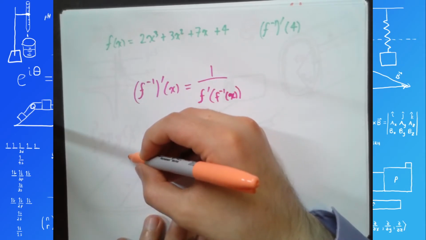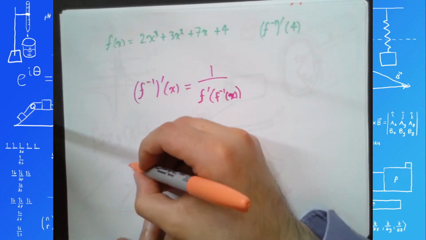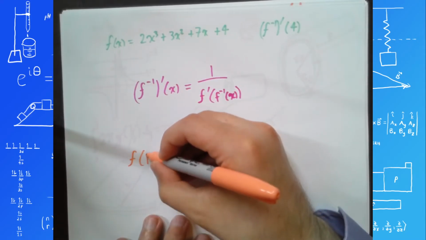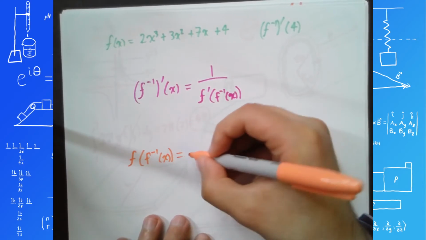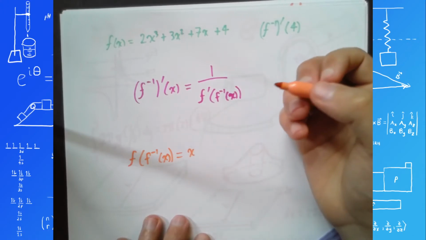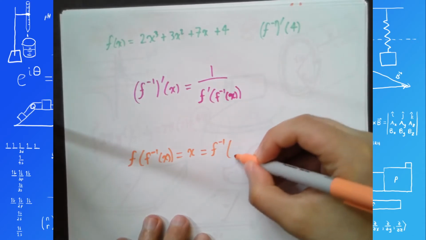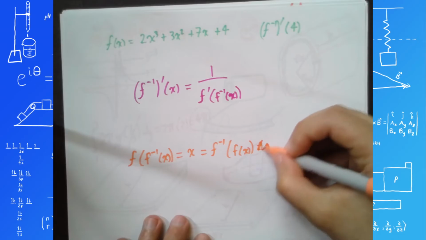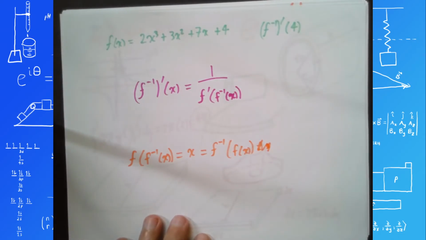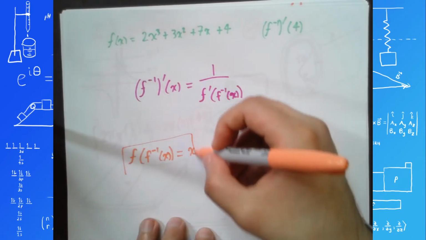So if f and f inverse are inverse functions, then that means that f of f inverse of x is equal to x. Or likewise, you can also say f inverse of f of x is equal to x. I think I want to start with this one.